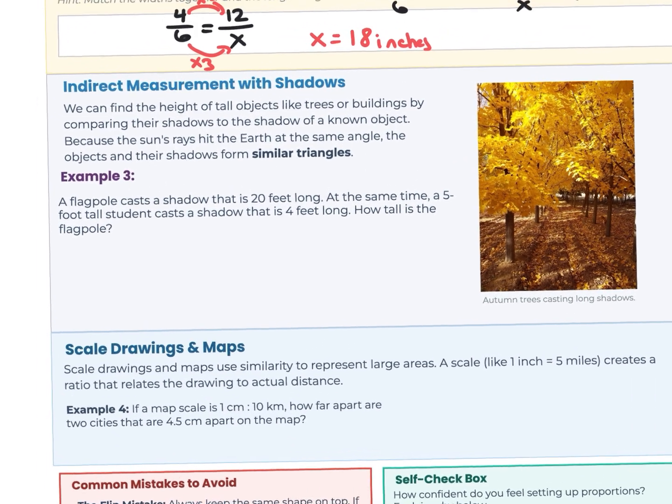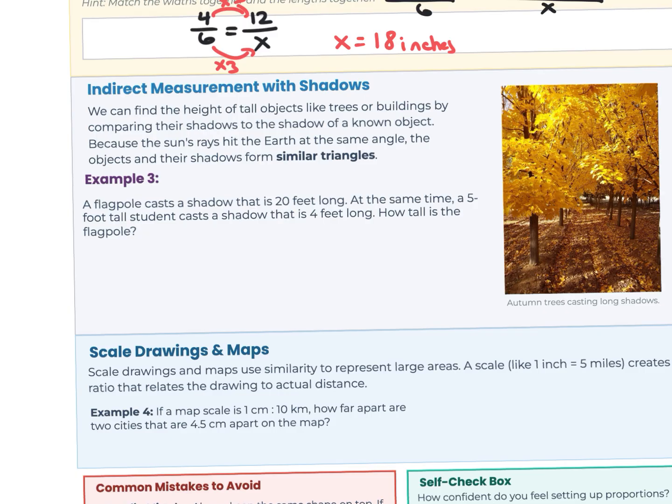All right, now just looking at an example that uses indirect measurement like we were talking about before. So this is more of that real life application of when we use similar figures. So we know we have a flagpole, but we don't know how tall it is. So here's my flagpole. We don't know its height, but we know it casts a shadow that's 20 feet long. And then I have a person standing near the flagpole, and we know that this person is 5 feet tall, and their shadow is 4 feet.